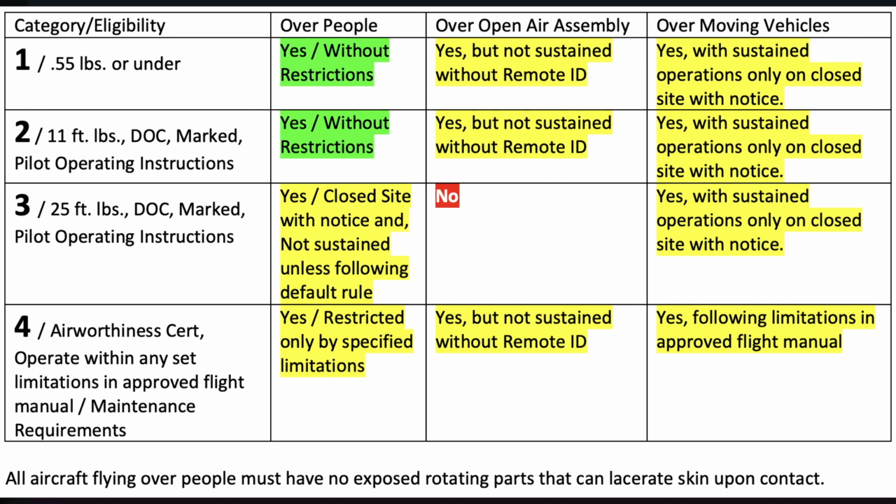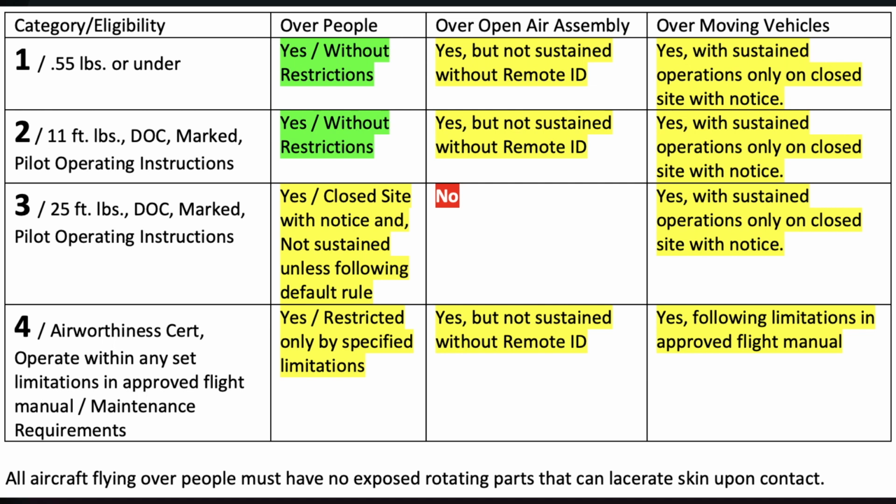So if you have category 2, it pretty much goes the same as category 1. Yes, you can fly over people without restrictions. Yes, you can fly over an open air assembly if you have remote ID. And yes, you can fly over vehicles that are moving if you plan to do that, and if you're going to be flying over them with sustained operations, you can only do that on a closed site with notice.